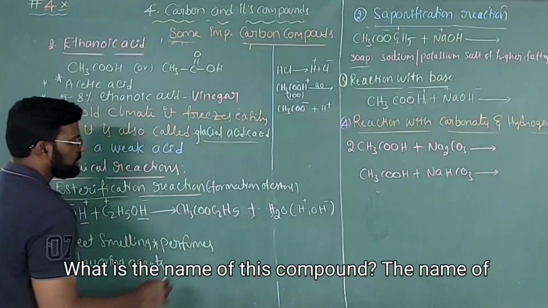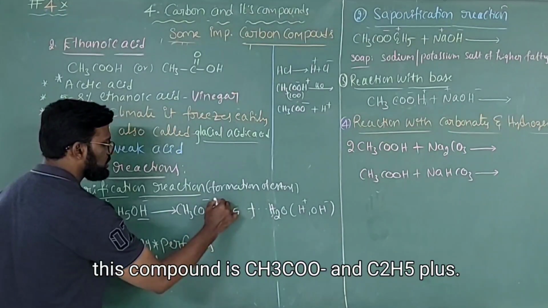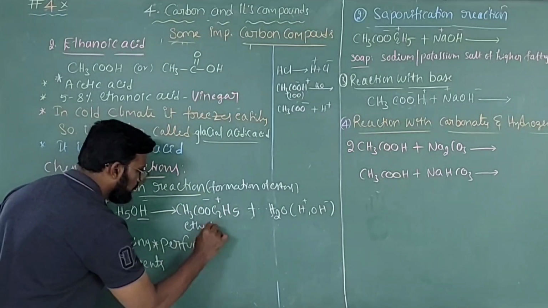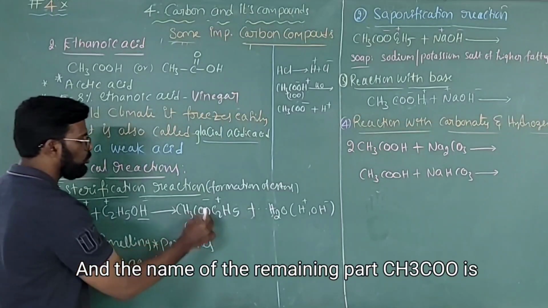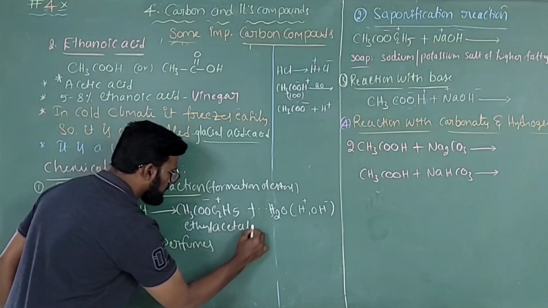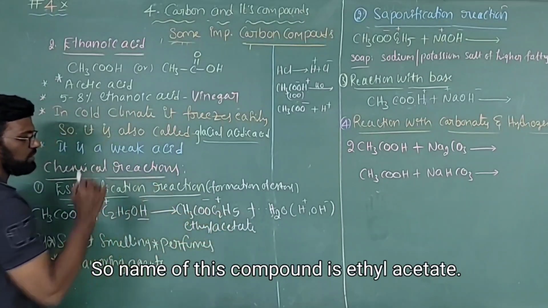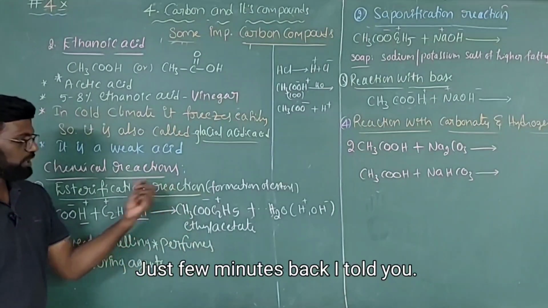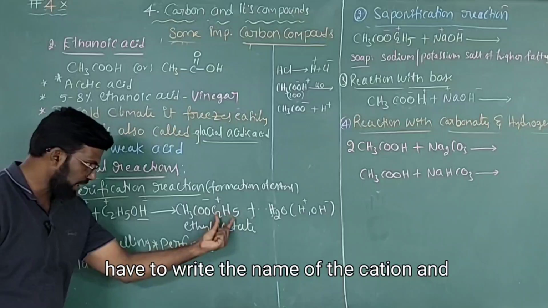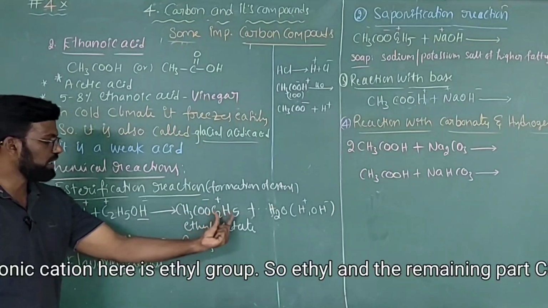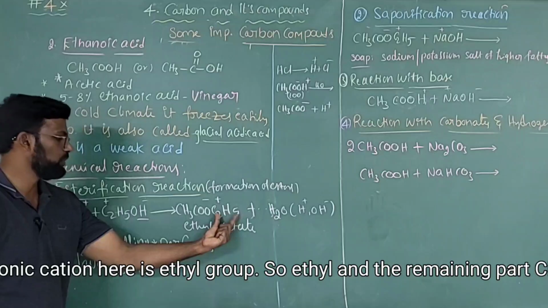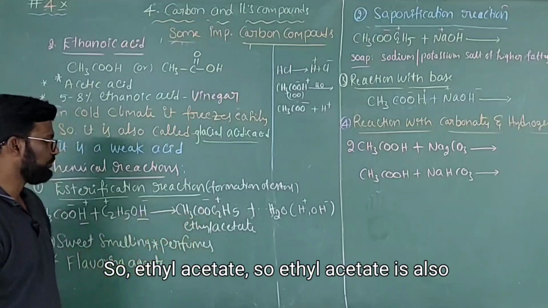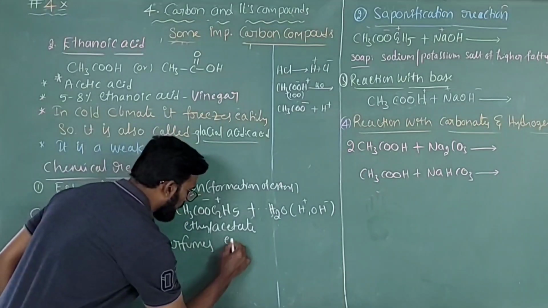What is the name of this compound? The name of C2H5 plus is ethyl, and the name of the remaining part, CH3COO, is acetate. So the name of this compound is ethyl acetate. Why should we write ethyl first followed by acetate? Just a few minutes back I told you, whenever we are naming a compound, first we have to write the name of the cation and then the anion. So the cation here is the ethyl group, and the remaining part CH3COO minus is called acetate. So ethyl acetate is also called an ester.